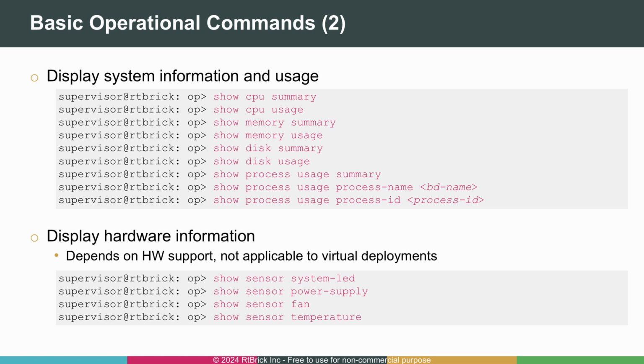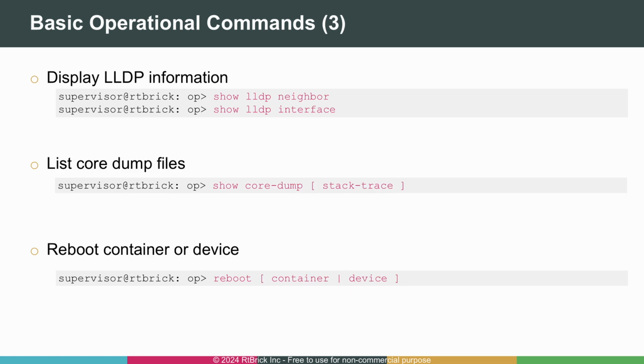The show process usage command breaks down resource usage on a per-process basis. You can query the physical parameters of the switch using the show sensor command. This command provides options for monitoring LEDs, power supplies, fans, and temperature. By default, LLDP is enabled on all interfaces.